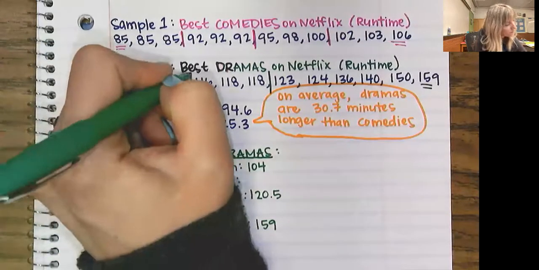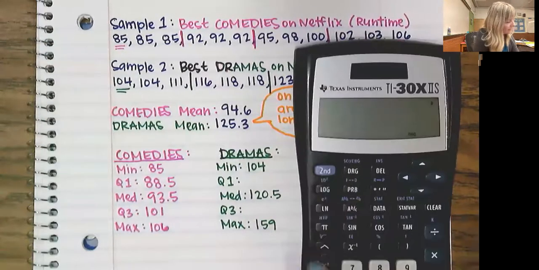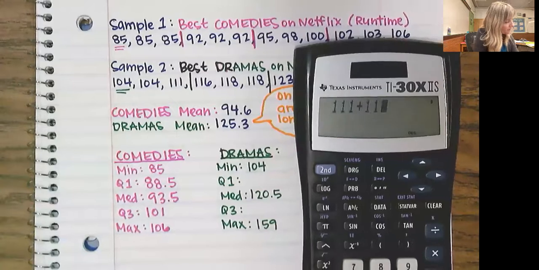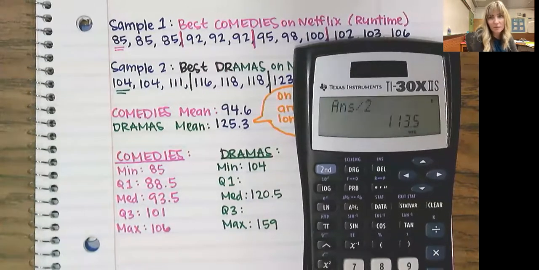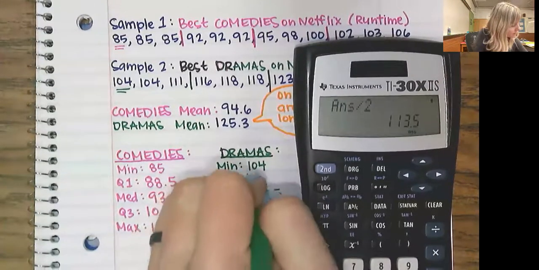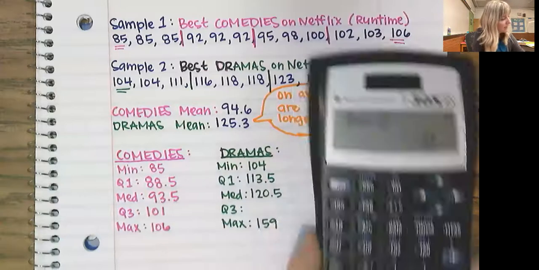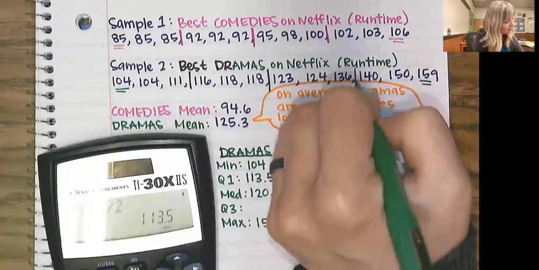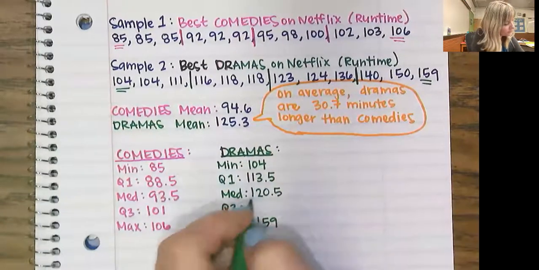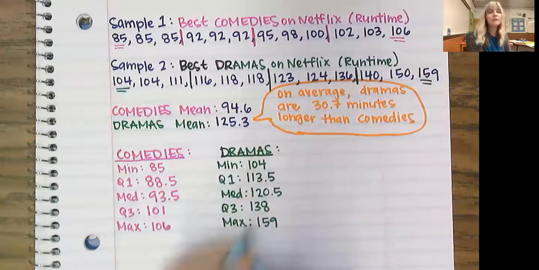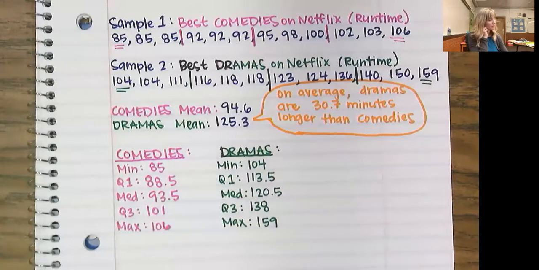Q1 is halfway between 111 and 116. I'm finding the half of the bottom half now. Add them together, divide by 2. That's 113.5. And then 1, 2, 3, halfway here, halfway between 136 and 140 is 138. You could type them in and add them up to verify and divide by 2.